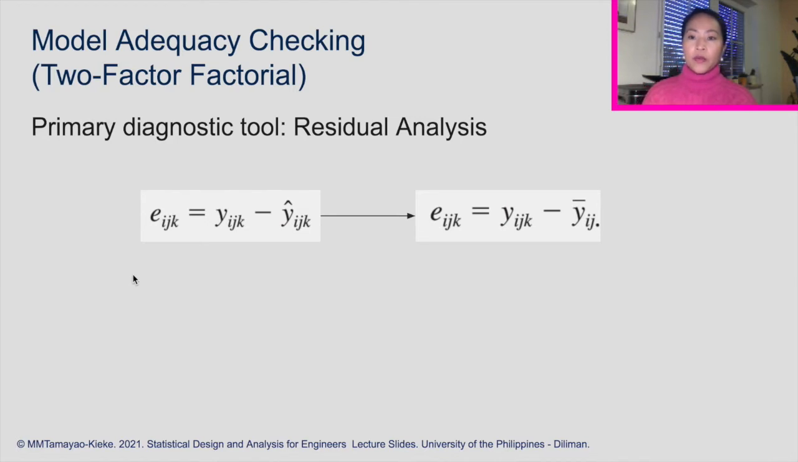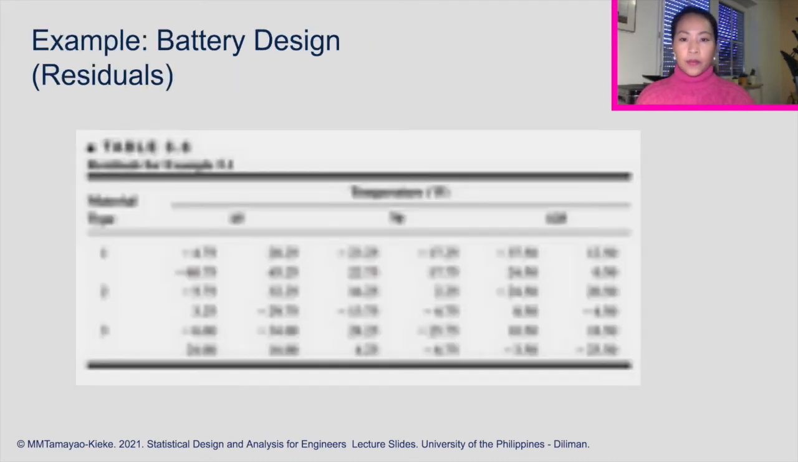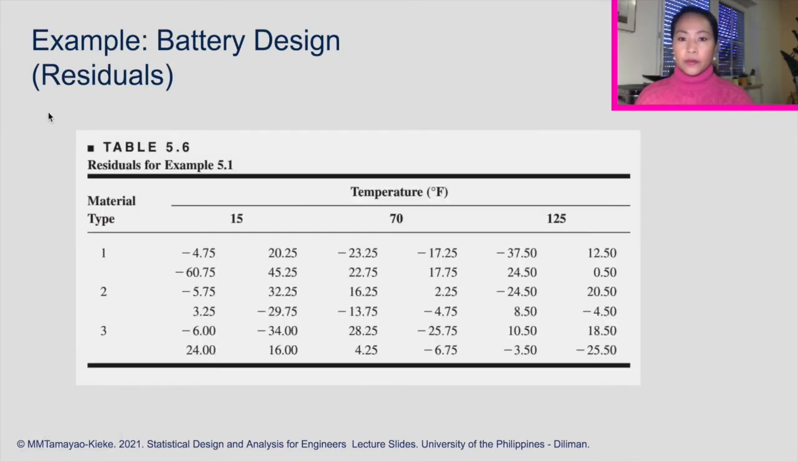And we know that the primary diagnostic tool is residual analysis. And recall that residual e sub ijk is equal to your observation y sub ijk minus y hat ijk. And y hat ijk is also equal to your y bar ij dot. And these are basically the computed residuals for our battery design example.